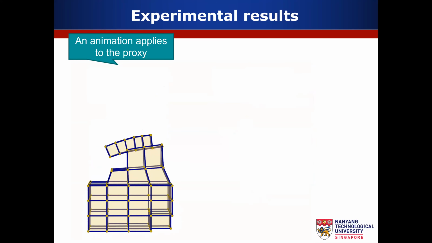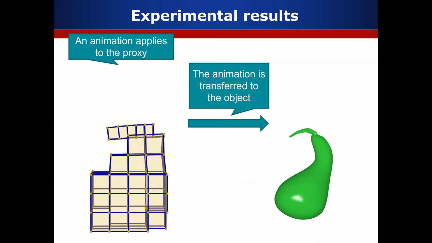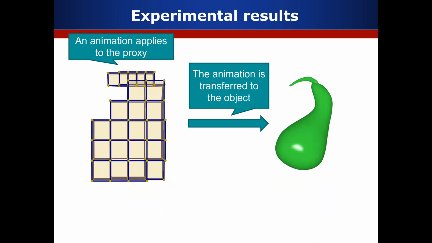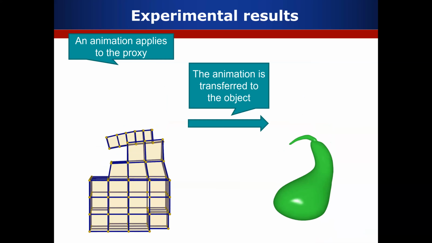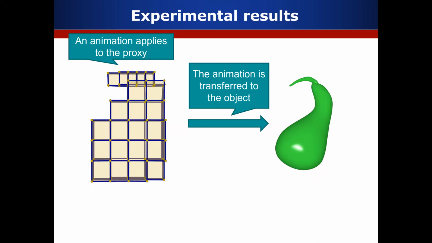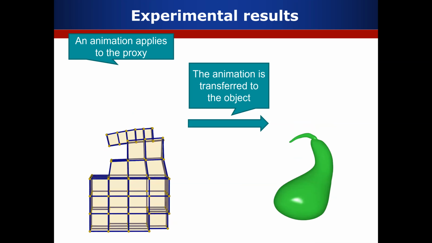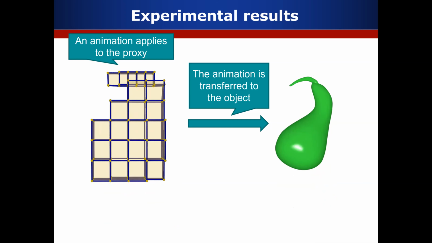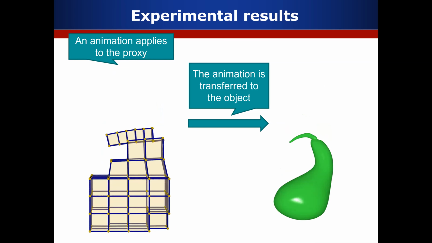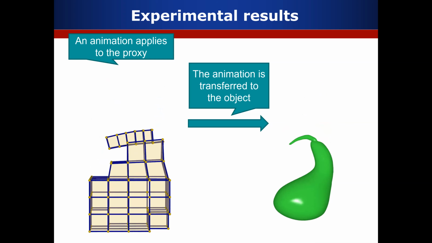Here we show an application. Sometimes the object to be animated is too complicated. We can define an animation for the control lattice or proxy. The animation of the proxy will be transferred to animate the embedded object. It could achieve the effect of dimension reduction.